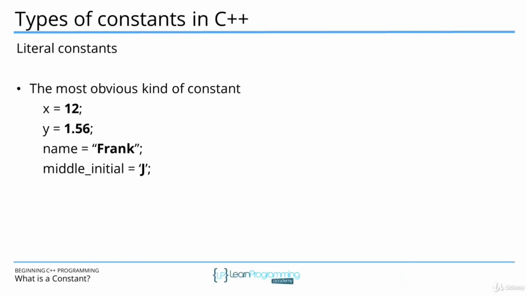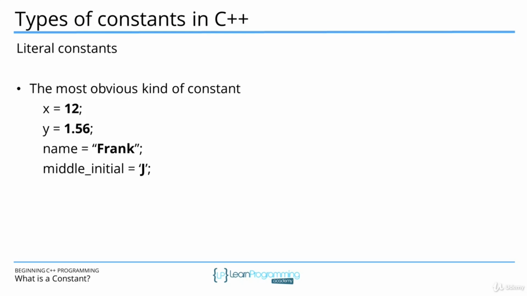Literals are the most obvious kind of constant. We can use literals throughout our code, and we often do. They're used to express specific values. We've already seen examples of literals. In this slide, you can see that 12, 1.56, Frank, and the character J are examples of literal constants. For example, the floating point literal constant 1.56 always expresses the value 1.56.